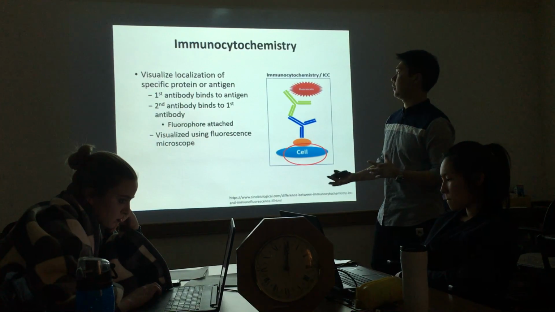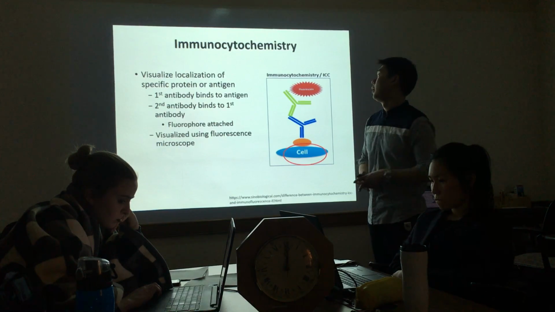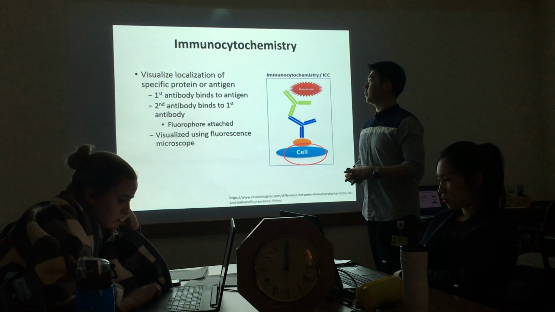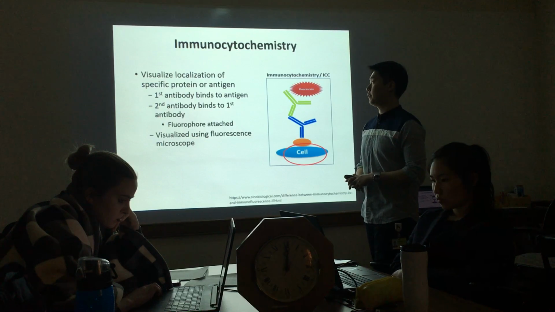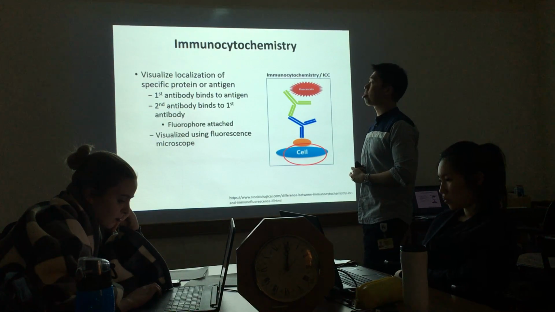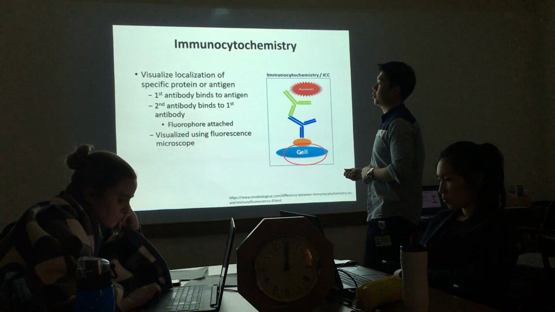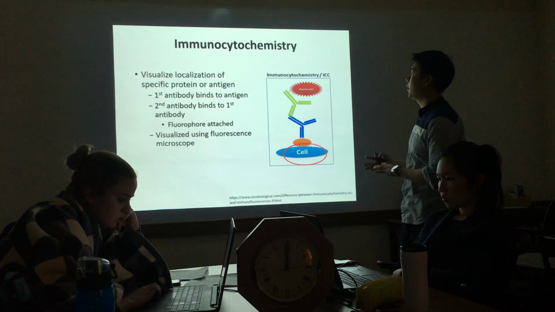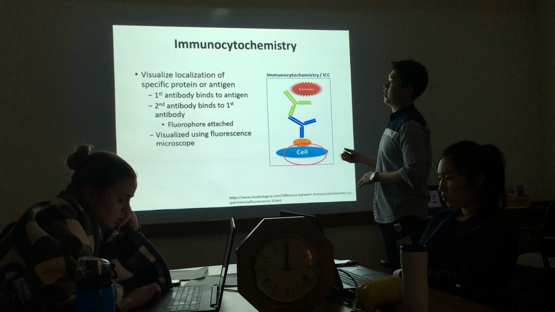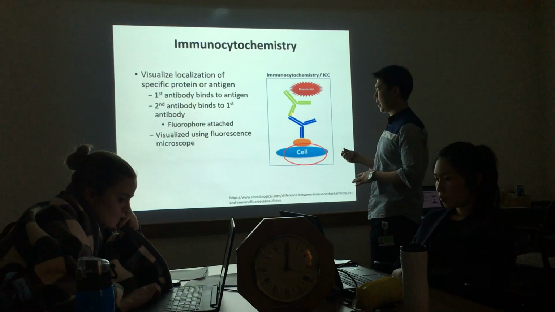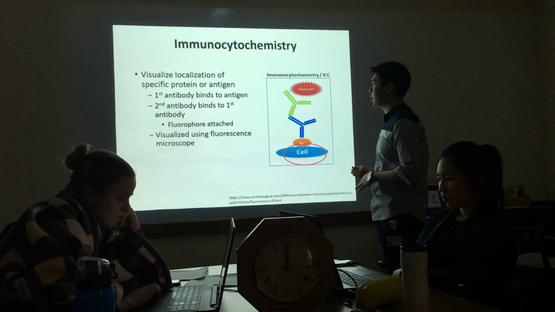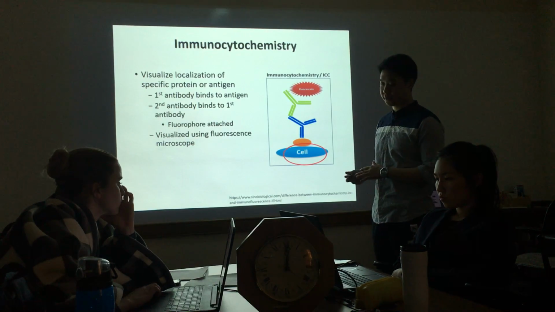The next technique that they used was immunocytochemistry. It is basically a technique to visualize localization of a specific protein or an antigen within a cell. The first antibody binds to the antigen, as shown in the picture, and the second antibody that has a fluorophore attached to it binds to the first antibody, and then this whole thing is visualized using the fluorescence microscope.